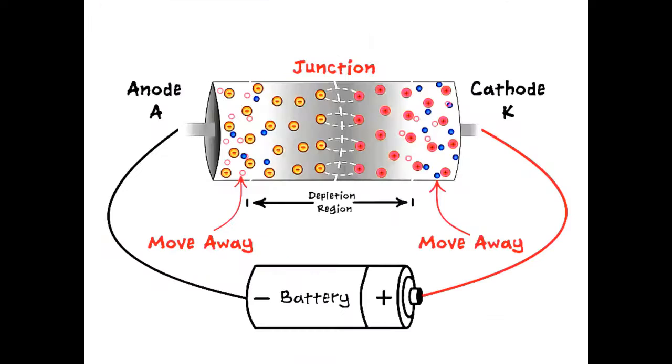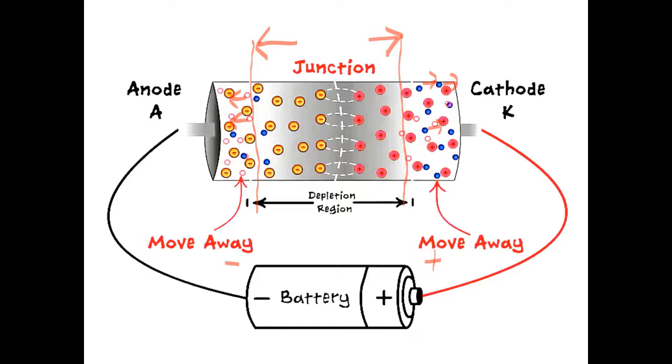So we look at the diagram here. This one is positive, this one is negative. The electrons from the cathode will be pulled towards the positive terminal, and the holes will also move towards the negative terminal. As a result, the depletion layer is increasing.